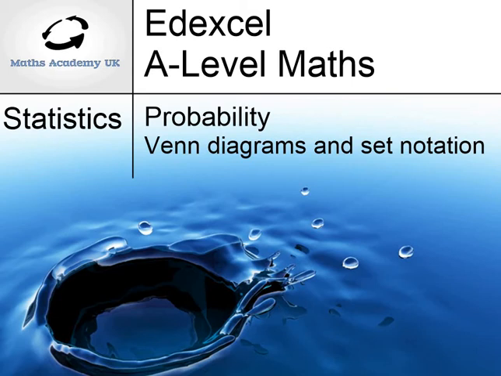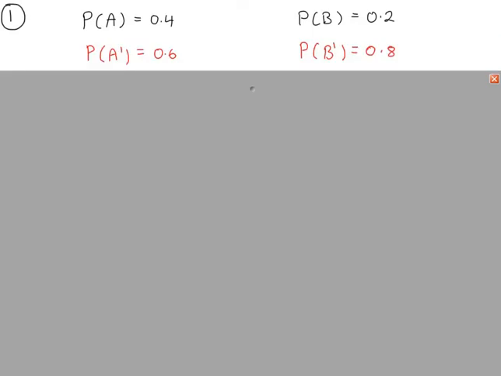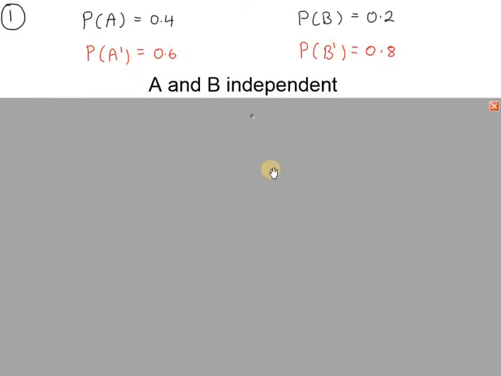Probability, Venn diagrams and set notation. We have two events, A and B, with their probabilities. A dash is the complement of event A, so that's event A not happening. So 1 minus this, 0.6. Likewise for B dash. We're given that A and B are independent.